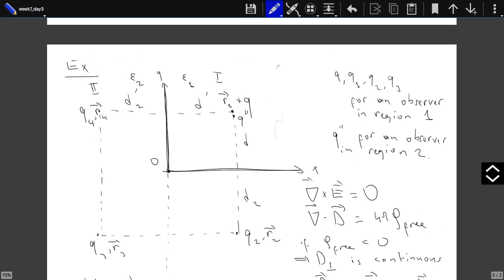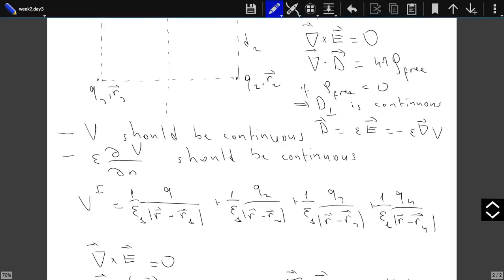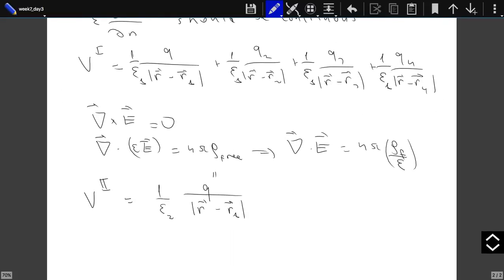R1, the position of this charge, is R1. So we said that Q double prime will be basically there. Now again, this potential satisfies all my differential equations. Furthermore, my potential satisfies the boundary conditions at infinity. At infinity, the potential should go to 0. The only thing that we have to check is whether these proposals satisfy the boundary condition at my interface.